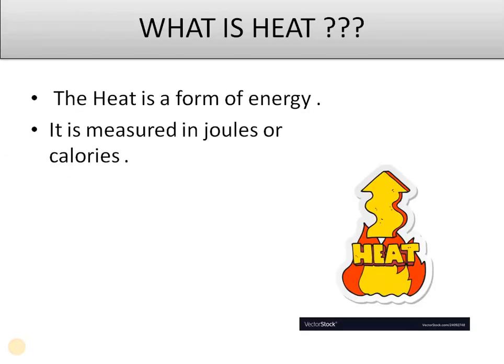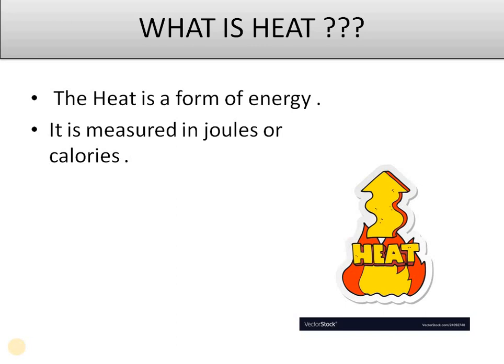Now the first thing that comes to our mind is, what is heat? Is it the name of a person, place, or thing? Heat is basically a form of energy. It is written there, heat is a form of energy. Now my first question is, can we create energy? Can we create energy?